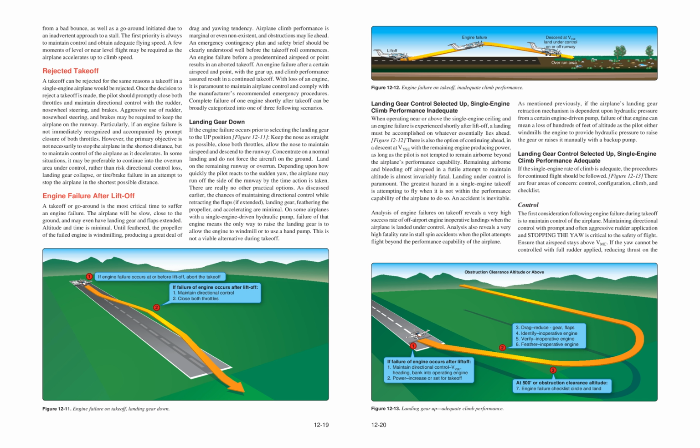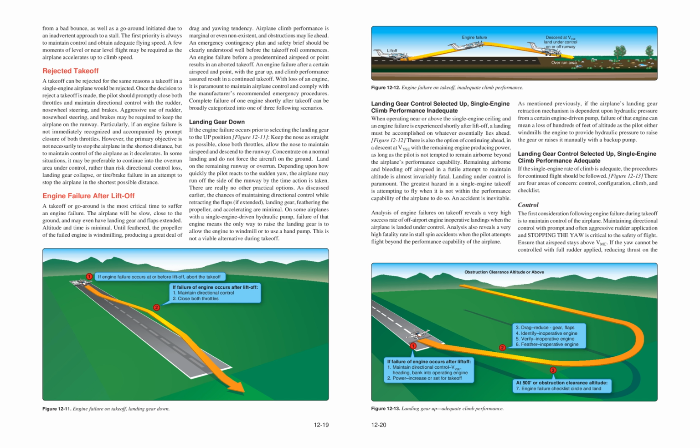Figure 12.12. Engine failure on takeoff, inadequate climb performance. Landing gear control selected up, single engine climb performance inadequate when operating near or above the single engine ceiling and an engine failure is experienced shortly after liftoff. A landing must be accomplished on whatever essentially lies ahead. Figure 12.12, there is also the option of continuing ahead, in a descent, with the remaining engine producing power, as long as the pilot is not tempted to remain airborne beyond the airplane's performance capability. Remaining airborne and bleeding off airspeed in a futile attempt to maintain altitude is almost invariably fatal. Landing under control is paramount.